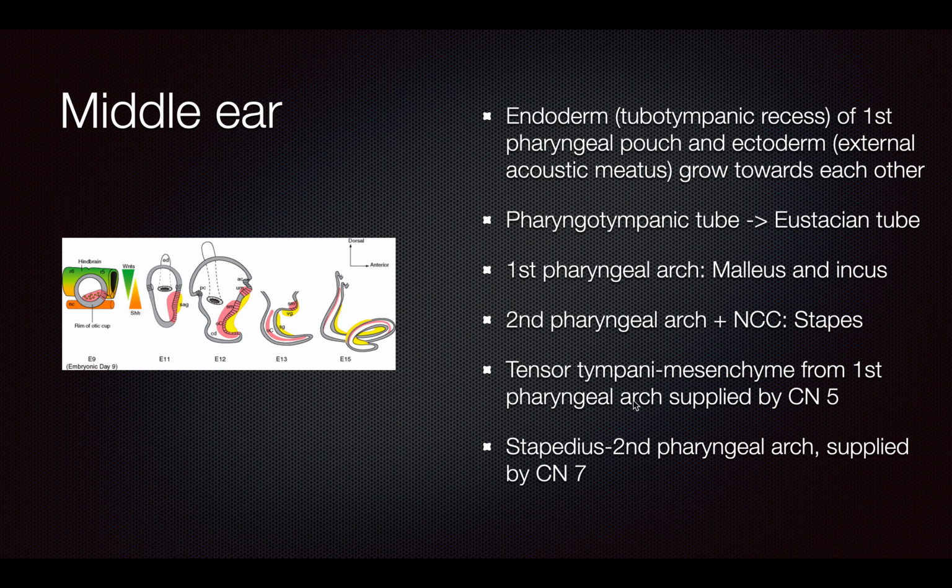The tensor tympani is the muscle of the middle ear and allows you to pop the ear to equilibrate the pressure. It's formed from the mesenchyme from the first pharyngeal arch, and in some people it's supplied by cranial nerve 5. And why is that? Because some people have it under voluntary control, some people don't. That's why people who do not have it under voluntary control can't go scuba diving, because they're unable to equalize the pressure and can rupture their ear. The stapedius is going to form from the second pharyngeal arch and is supplied by cranial nerve 7.